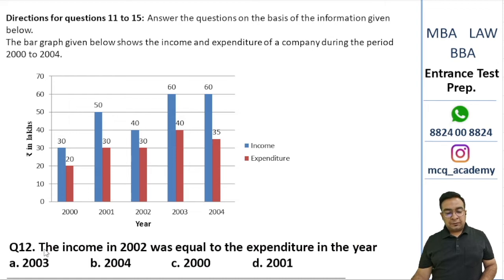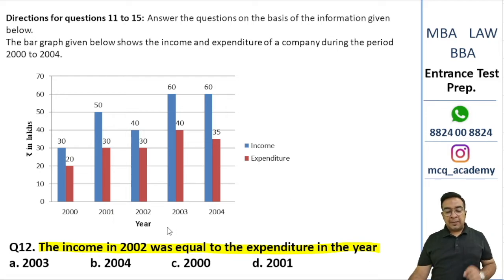Question number 12. The income in 2002 was equal to the expenditure in the year. You have to tell in which year the expenditure was equal to the income of 2002. So look at the income of 2002. This was equal to 40. So this value is equal to the expenditure of which year? As we can see, this is equal for the year 2003. Therefore, you will mark A as the answer to this question.